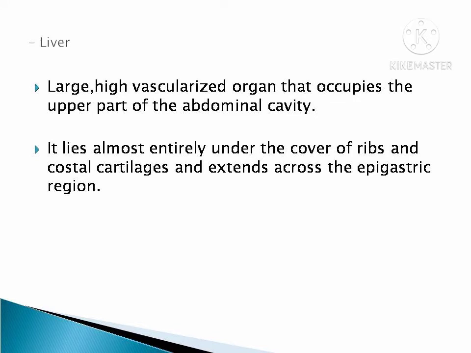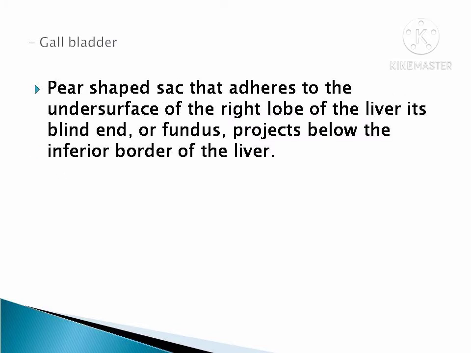Liver. Liver is a large, highly vascularized organ that occupies the upper part of abdominal cavity. It lies almost entirely under the cover of ribs and costal cartilages and extends across the epigastric region. Pear-shaped sac that adheres to the undersurface of the right lobe of the liver. Its blind end or fundus projects below the inferior border of the liver.